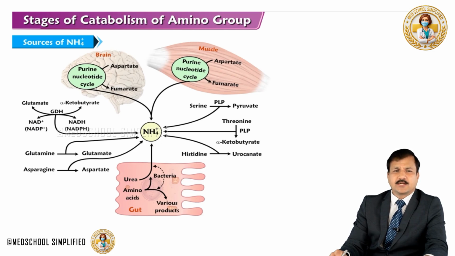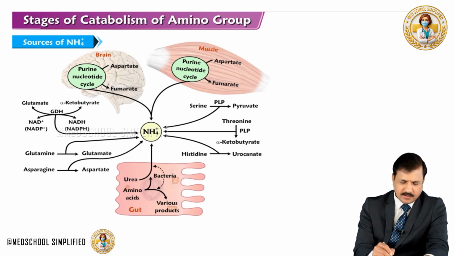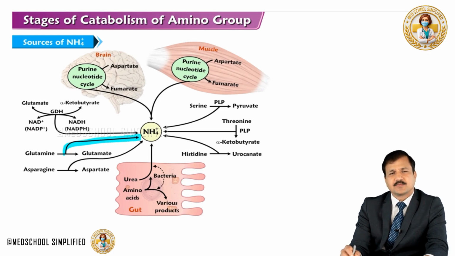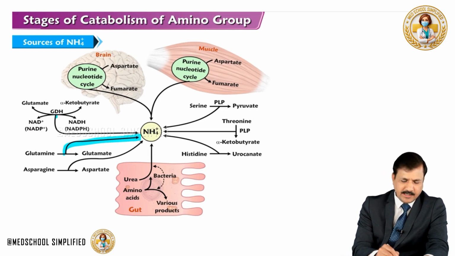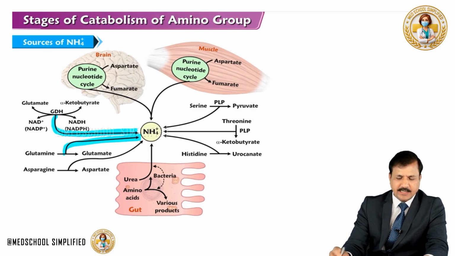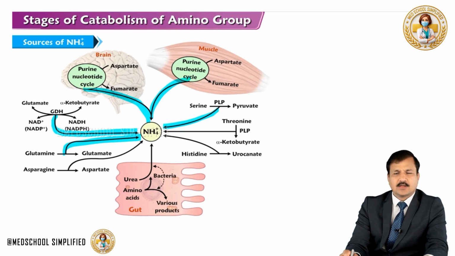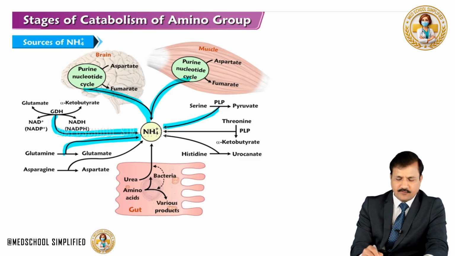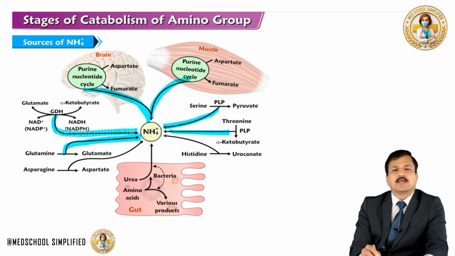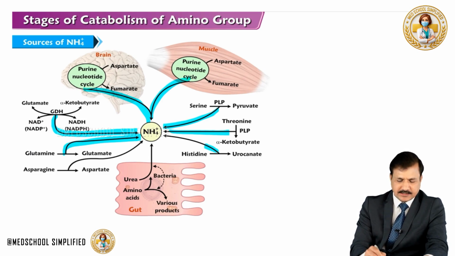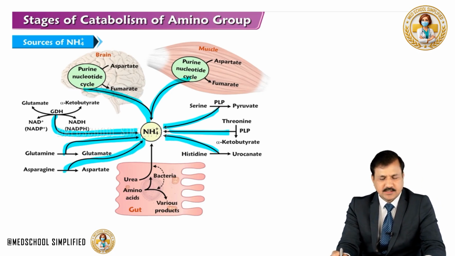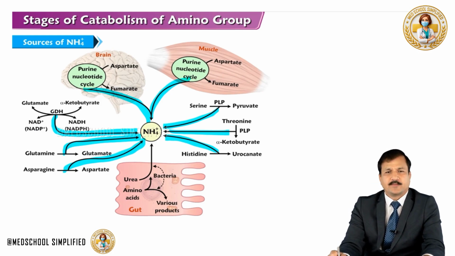And then breakdown of glutamine into glutamate, where the amide nitrogen can be released. Breakdown of glutamate into α-ketoglutarate by the glutamate dehydrogenase reaction. Breakdown of serine into pyruvate. Breakdown of threonine into α-ketoglutarate. And histidine conversion into Glu and asparagine conversion into aspartate. These are some of the sources of ammonium ion.